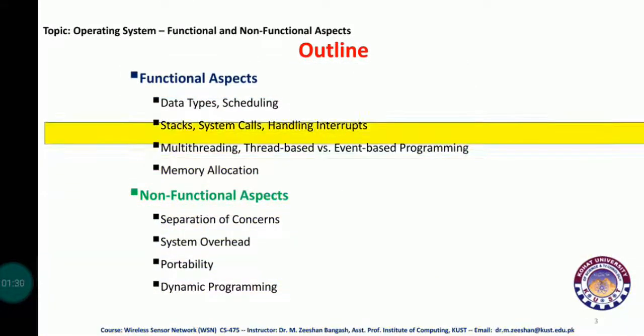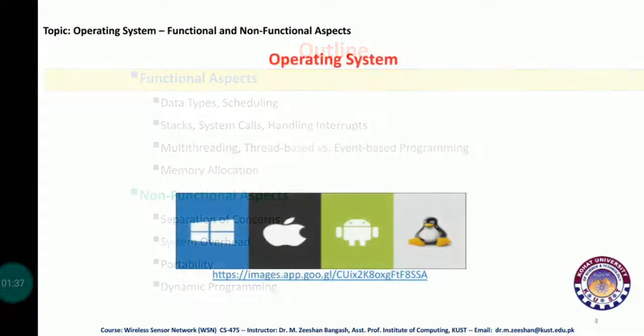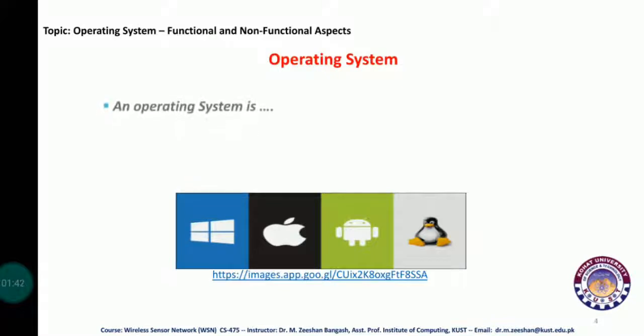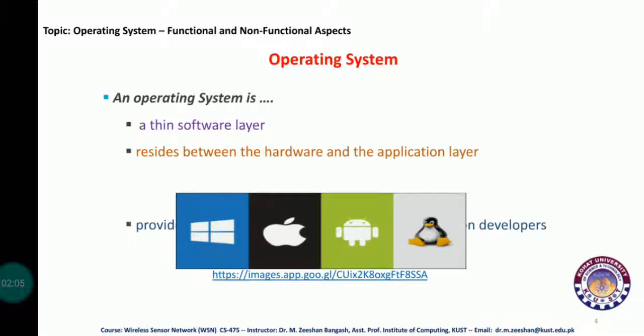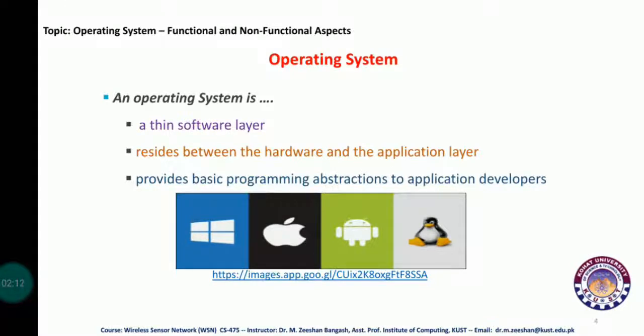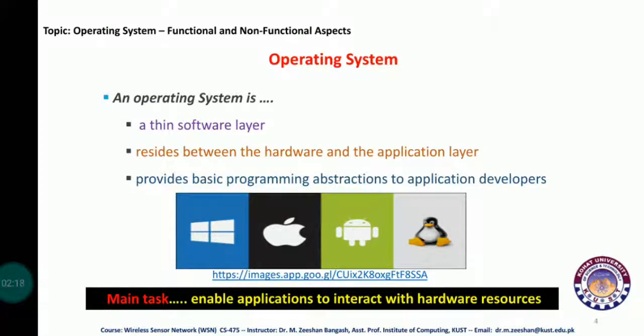So let's discuss the first agenda of our today's discussion, and that is about the functional aspects. So what is an operating system? An operating system is a thin layer, and this thin layer is between a hardware and an application layer. The purpose of this layer is to provide abstraction to the application from the hardware by hiding the details of that hardware. So it basically helps in providing the programming abstraction to the developers. Now, the main purpose of operating system is the interaction of the application with the hardware and to make it less complex.